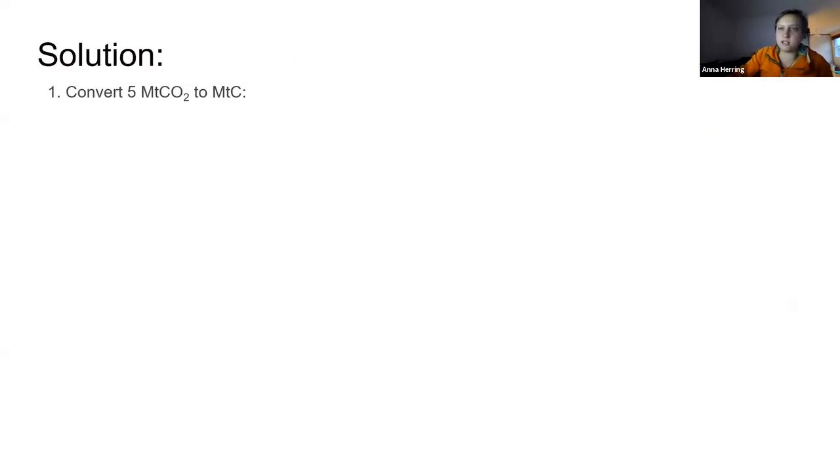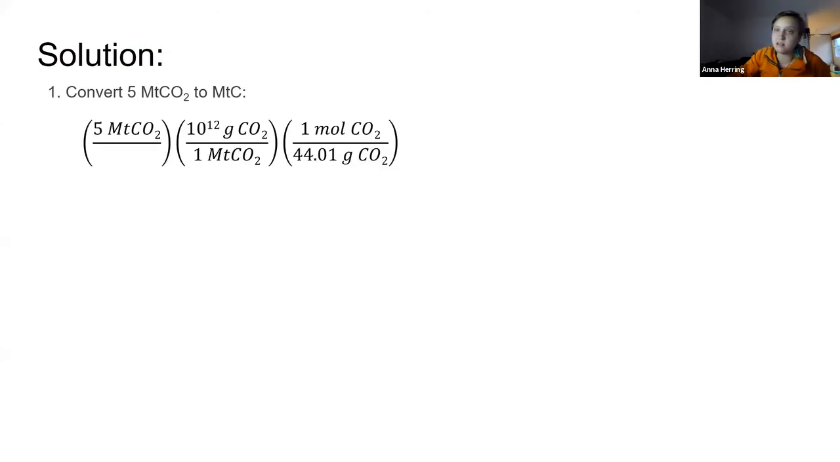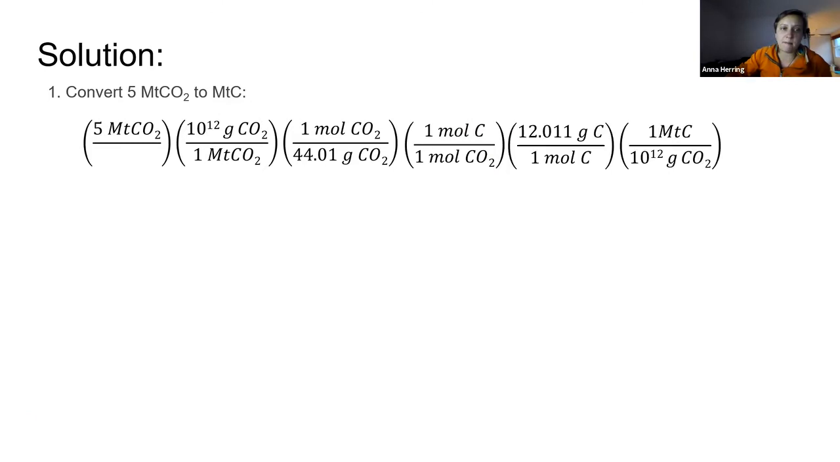All right, so the first thing that we need to do is convert megatons of carbon dioxide to megatons of carbon, because we know that those two are not directly equivalent. So first we have to do some basic stoichiometry to convert megatons of carbon dioxide to moles of carbon dioxide. Then we can say, we know there's 1 mole of carbon in every mole of carbon dioxide. And then we can reconvert that back out to mass. And we find that the Northern Lights project is storing approximately 1.4 megatons of carbon per year.